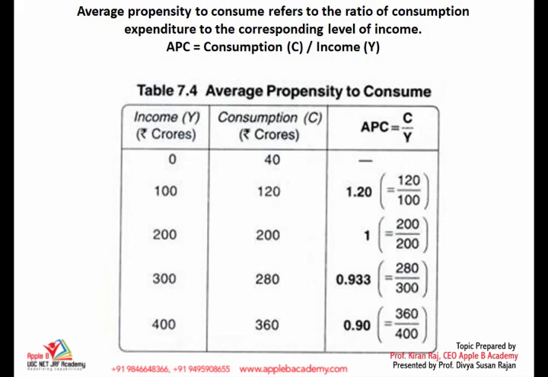Given the income, that is 0, 100 crores, 200 crores, 300 crores, 400 crores, and the consequent consumption 40, 120, 200, 280, 360. When we calculate the APC, we get the following values. For 100 crores of income, if the consumption is 120, 1.20 is the APC. So we see that for all these cases, the APC, that is 1.20, 1, 0.93, 0.90, turns out to be positive.